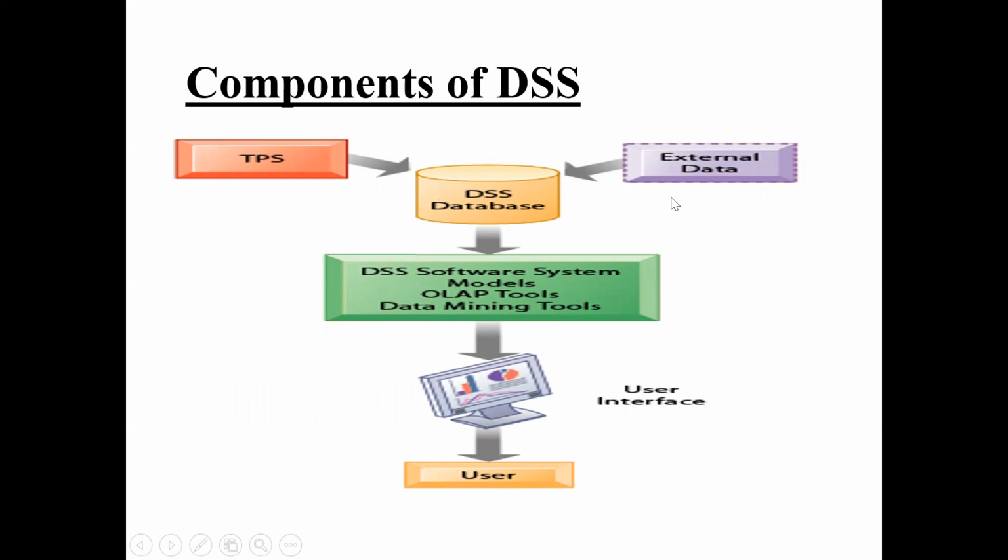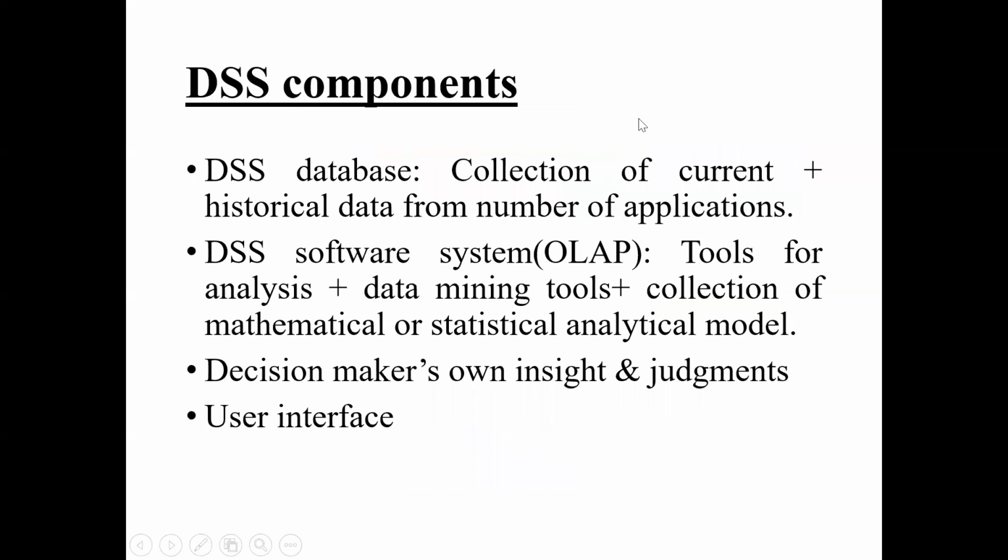TPS we are going to study in the next lecture in detail. We have given a brief overview in the previous unit also. TPS is the transaction processing system. The transaction processing system is keeping track of day-to-day operations. So the DSS database is taking data from TPS and external data. This is written like a collection of current and historical data from a number of applications.